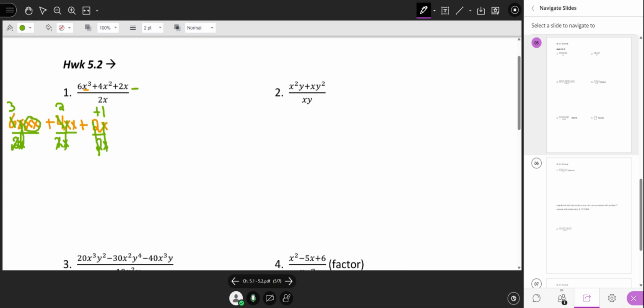So I love doing the old way on this one, because the old way keeps you from making a mistake. A lot of people just let this point right here go to nothing. And that's not true, because if there's 3 terms on the top, there has to be 3 terms left over.